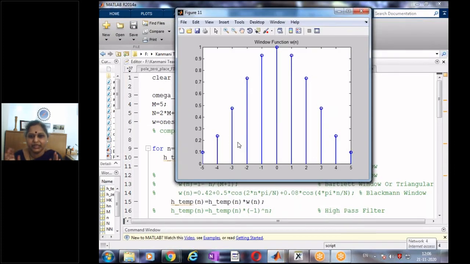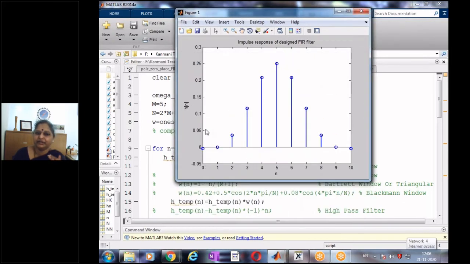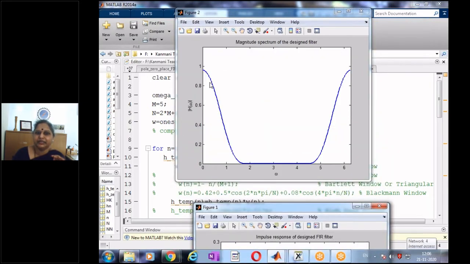Because I made my length 11, my window coefficients go from -5 to +5. Once again, it tapers. It starts from a lower value and goes to 1 in the center. So this is my window function. And when I multiplied my impulse response with the window function, this is what I'm getting. The values are all getting reduced slightly as they go towards the end. And this is my design frequency response.